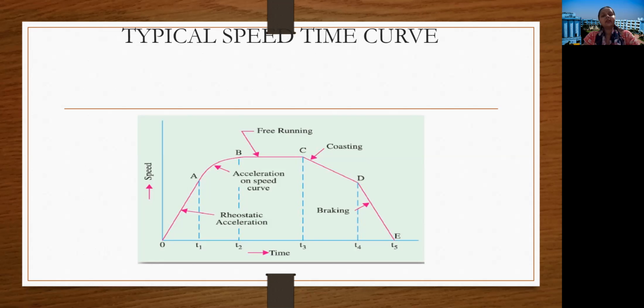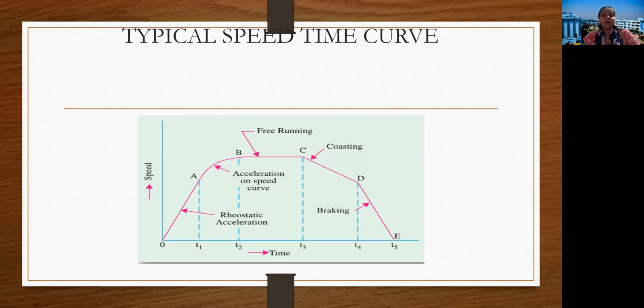Now when it comes to stop, what happens? The first part is coasting. Here the braking is first applied, electric braking is first applied, okay? From C to D, electric braking is applied, the speed starts to decrease and it takes time from t3 to t4. So this part is known as coasting. In the coasting period, keep in mind, electric braking is applied.